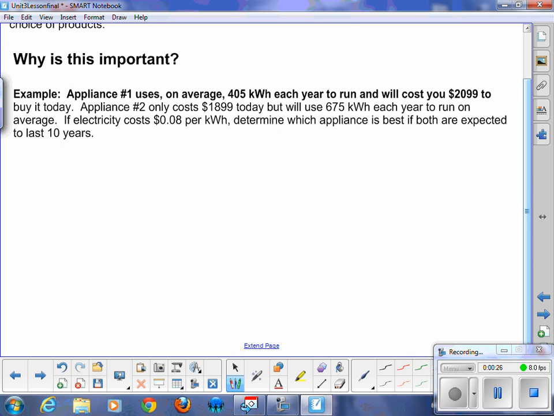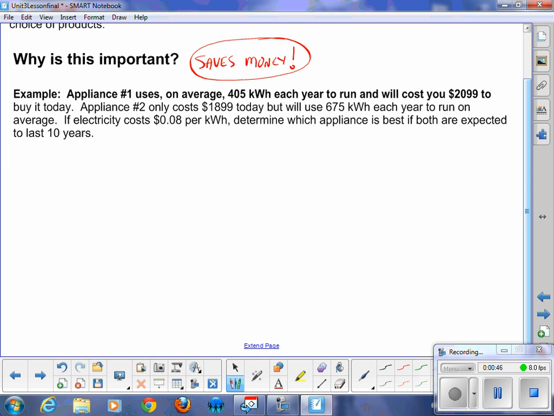Why is it important? Again, can't stress this enough: it saves money. This is why we are doing this particular unit, so that you're aware when you need to make large purchases that you make smart decisions. I only have one example here. This is what you're going to be doing for all the appliances that you research.